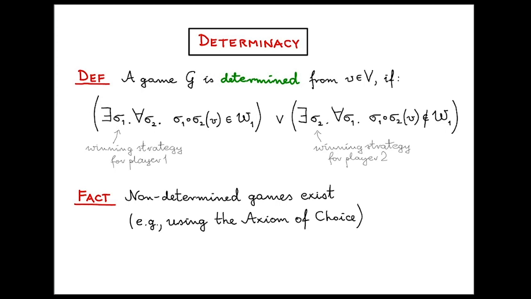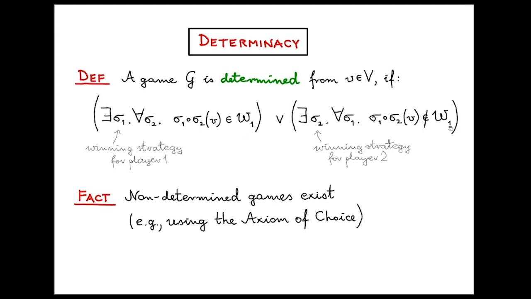We say that a game is determined from a vertex V if at least one of the two players has a winning strategy. So here we have a statement that there is a strategy for player 1 such that for every strategy of player 2, the unique play that results from following those two strategies starting at vertex V is a win for player 1.